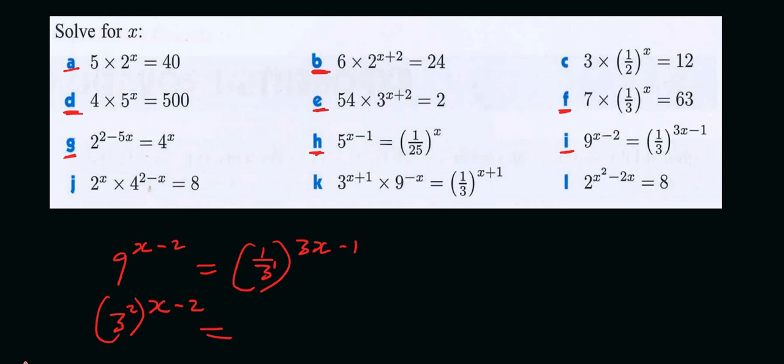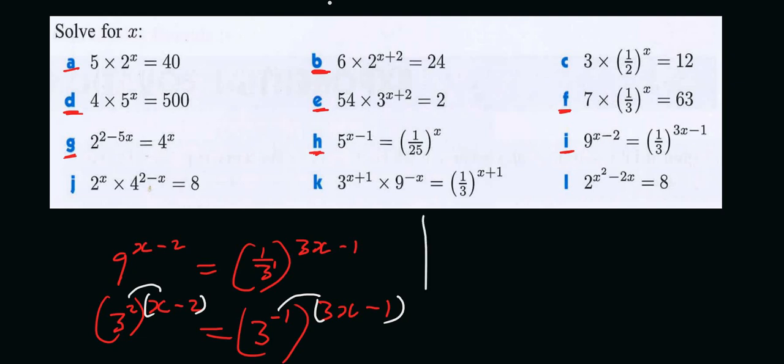So the fraction can now become a whole number by simply changing its exponent to a negative exponent. So negative 1, and put in a parenthesis, and we have 3x minus 1. So now we are going to rewrite this. Just use these two to multiply the whole of this, and use negative 1 to multiply the whole of this. So just put this in parentheses so that you can now distribute 2 into that, and then negative 1 into this. So at this point we're going to have 3 exponent 2 parentheses x minus 2 equal 3 exponent negative 1 parentheses 3x minus 1.